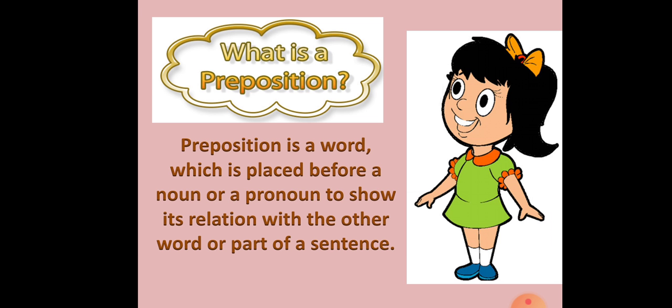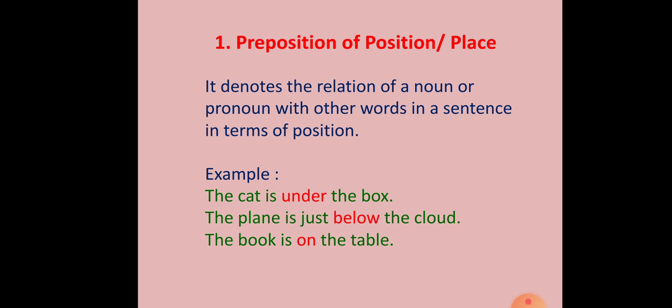A preposition is a word which is placed before a noun or a pronoun to show its relation with the other word or part of a sentence. Today we are going to learn three kinds of prepositions. The first one is preposition of position, place. It denotes the relation of a noun or pronoun with other words in a sentence in terms of position.